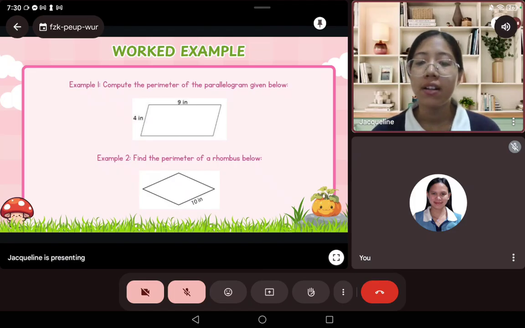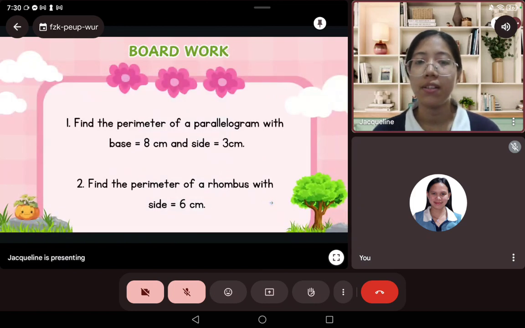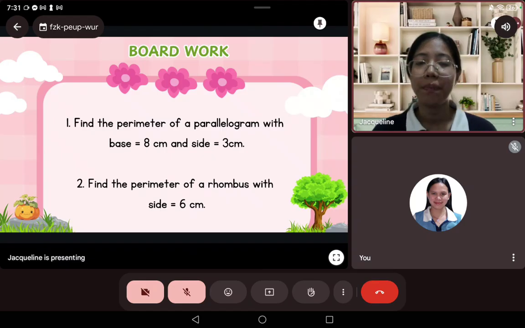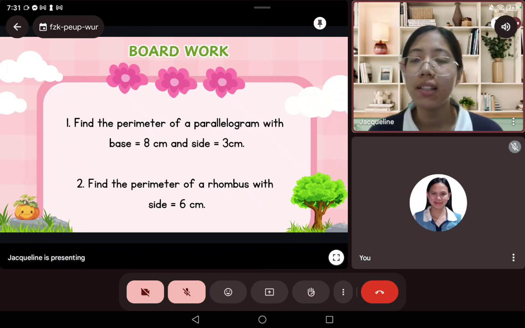I have here some questions that you need to solve on your own, okay? I will choose 2 representatives from the class to solve on the board, but the rest of the students will also solve this one on your paper, okay? Alright, so I'll give you another 2 minutes to solve this one, and after that, I will select 2 students to solve it on the board, okay? Alright, your time is up.